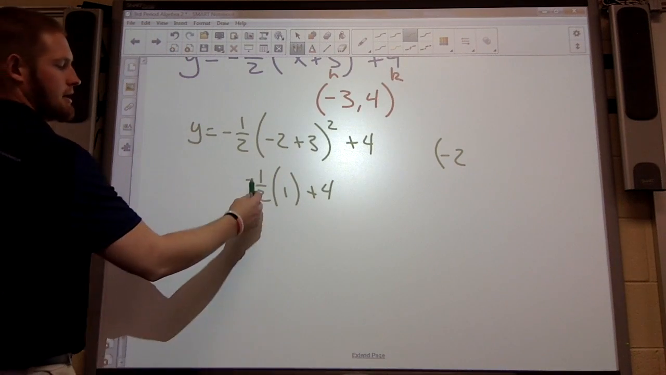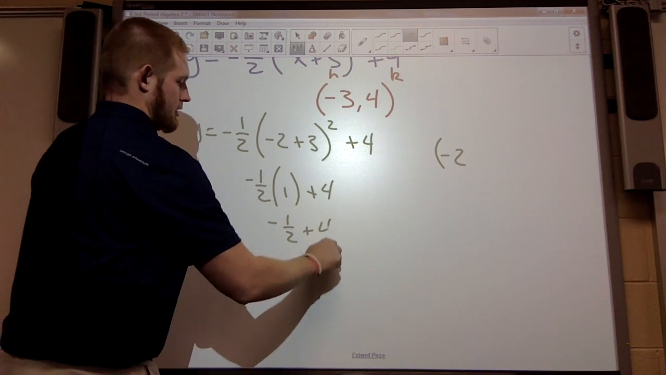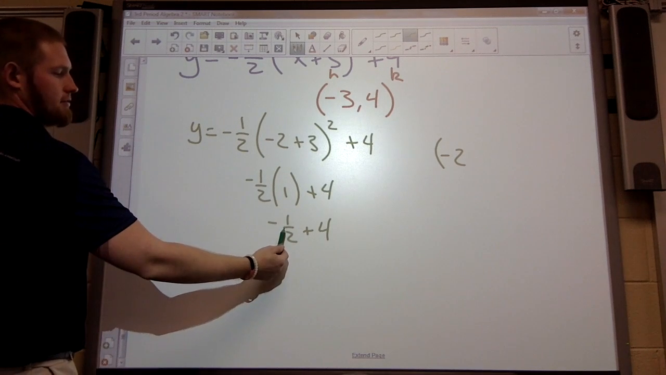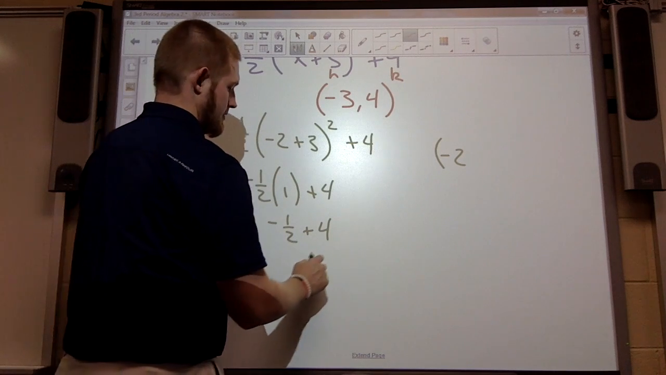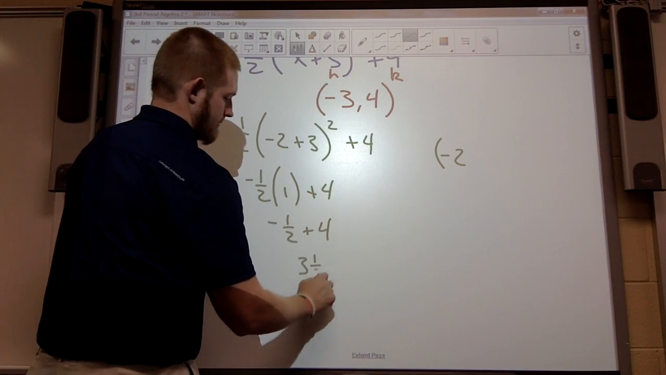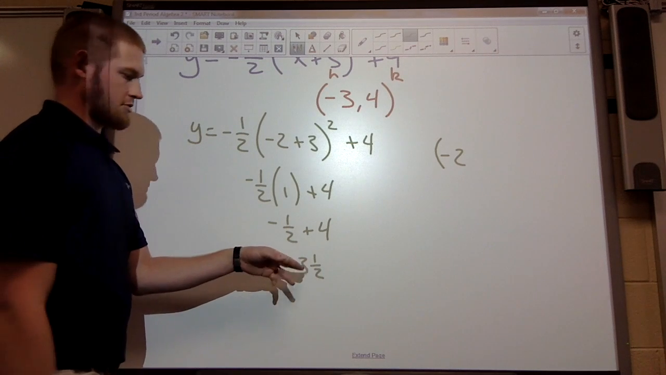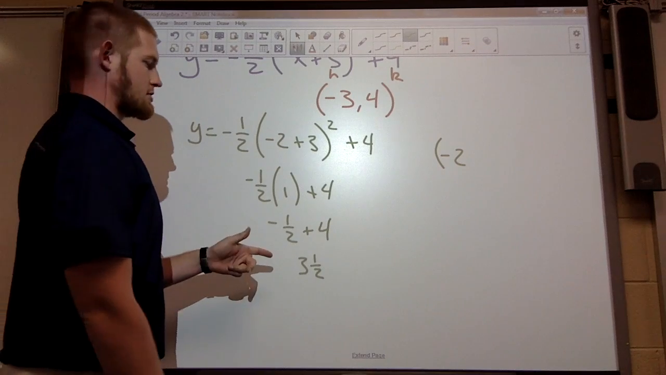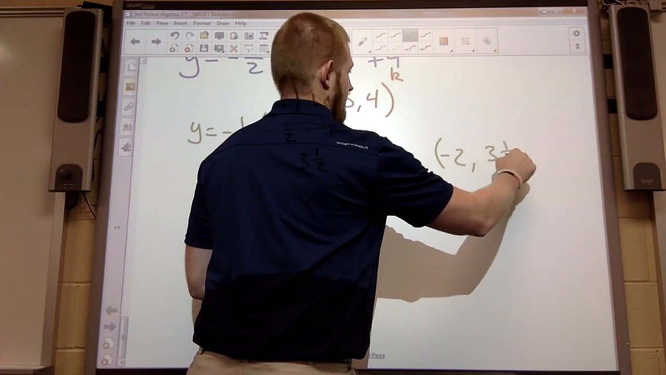Okay. Negative 1/2 times 1 is negative 1/2, plus 4. So now that I have negative 1/2 plus 4, I have a positive 3 1/2. Now I know I told you guys improper fractions, but for plotting points, it really doesn't matter as long as you can get your point plotted. So I should have 3 1/2.